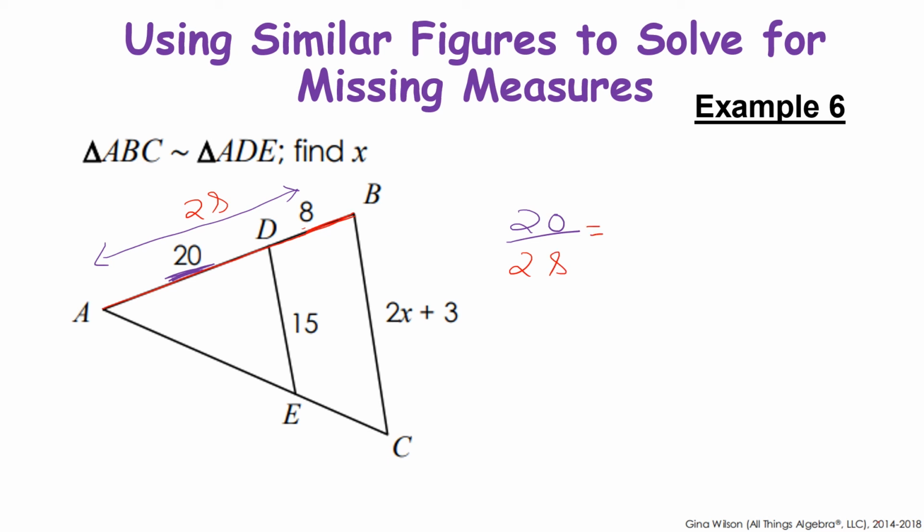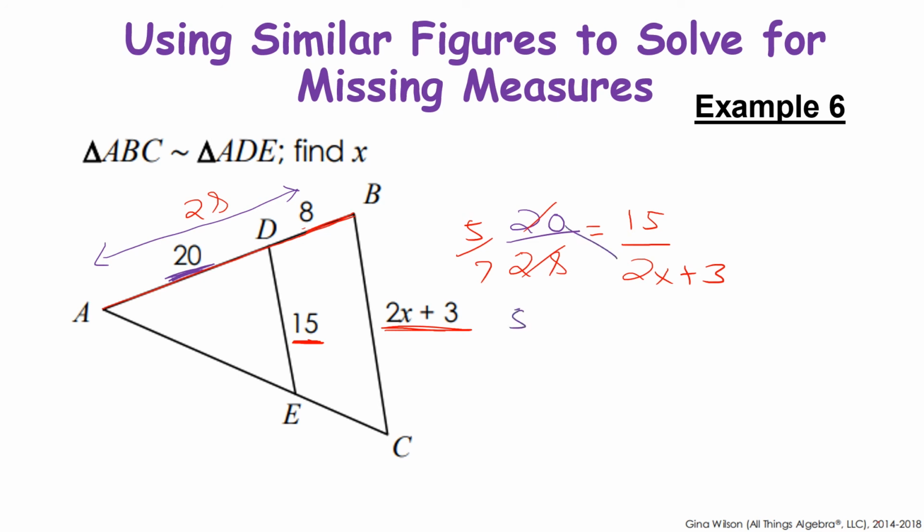And then the corresponding side to the smaller triangle would be 15. And then for the larger triangle, side BC would be 2x plus 3. Before I cross multiply, I am going to reduce this fraction. So this fraction reduces to 5 over 7. Both are divisible by 4. It's easier to reduce fractions because you're going to have smaller numbers to deal with. And now I'm going to cross multiply.